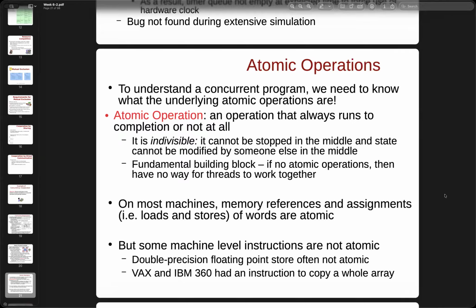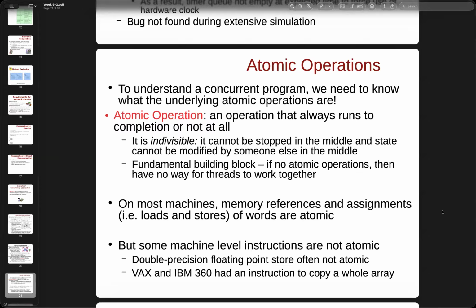On most machines, memory references and assignments, including load and store, are atomic. This is really important. Sometimes you will see a question asking for an example of an atomic action: load and store. We cannot say that loading data from memory into somewhere can stop in the middle. When we are reading into a buffer, we have to read the whole, complete data, so that's why it should be atomic. We cannot stop in the middle.